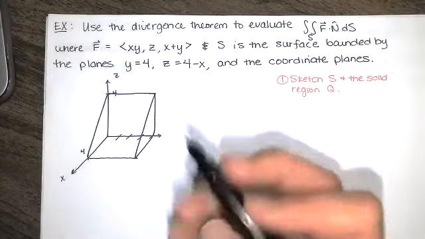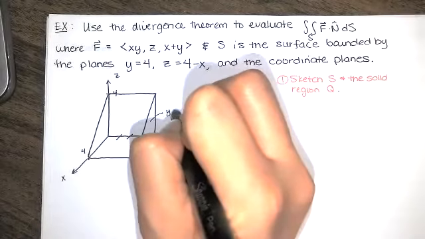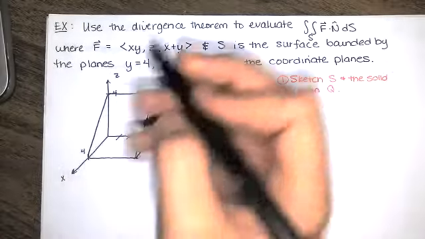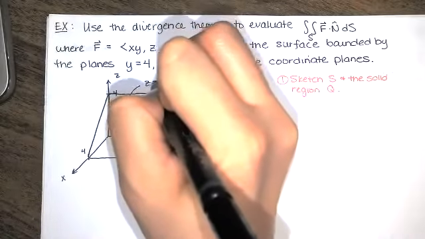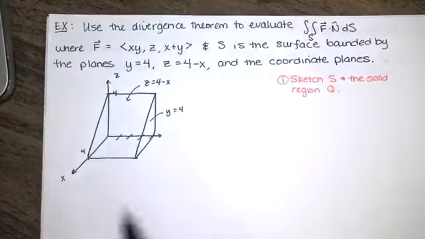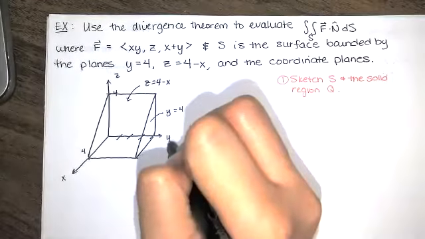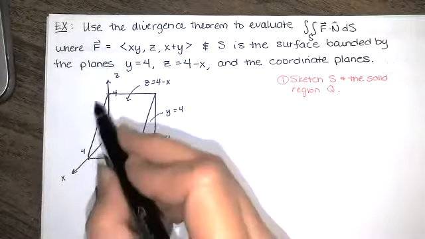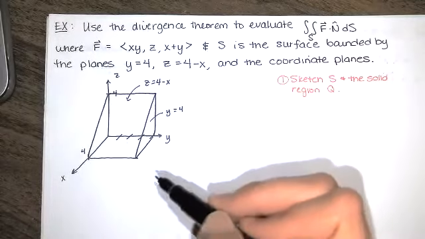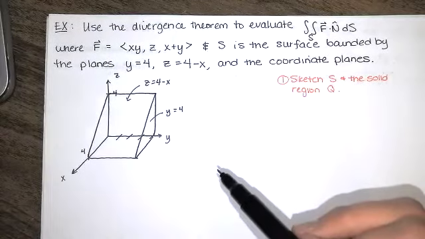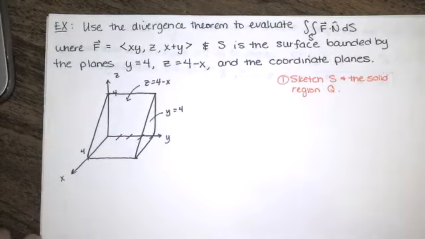I think that's it. Here's y equals 4. Here's z equals 4 minus x. Then we've got a boundary given by the YZ plane in the back, the XZ plane on the side, and the XY plane on the bottom. Those are the 3 coordinate planes. So that's our solid region.